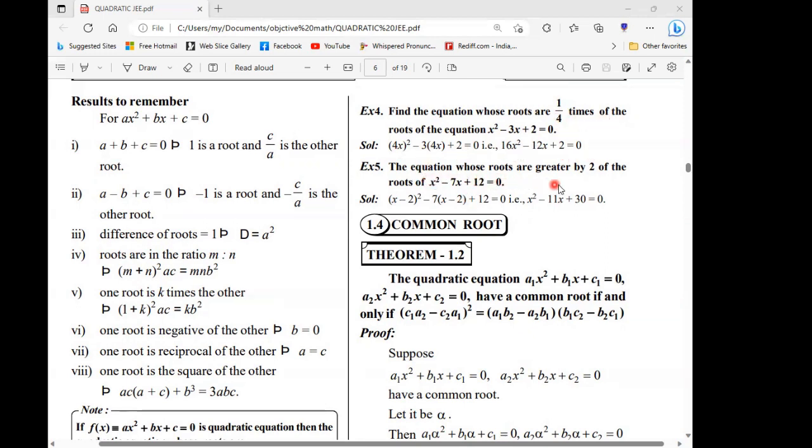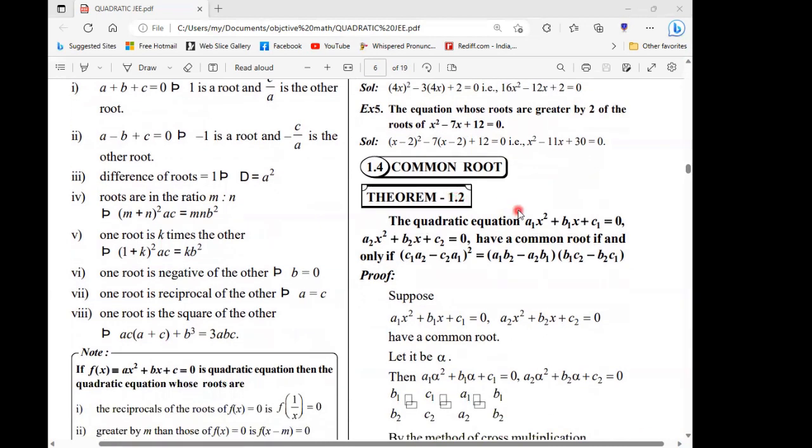Next question. The equation whose roots are greater by 2. Greater by 2 means you have to do the reverse operation. That means replace x with x minus 2 in the given equation. You have the new equation according to this strategy.